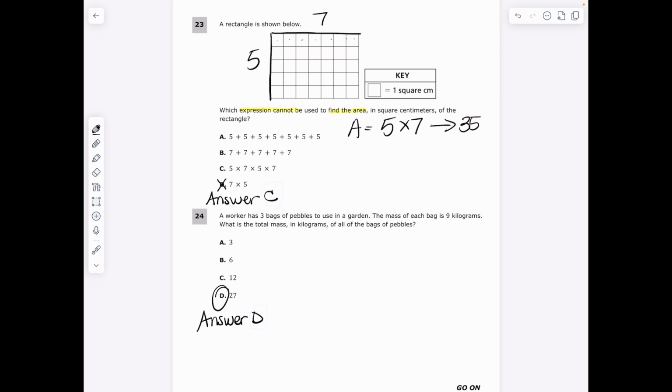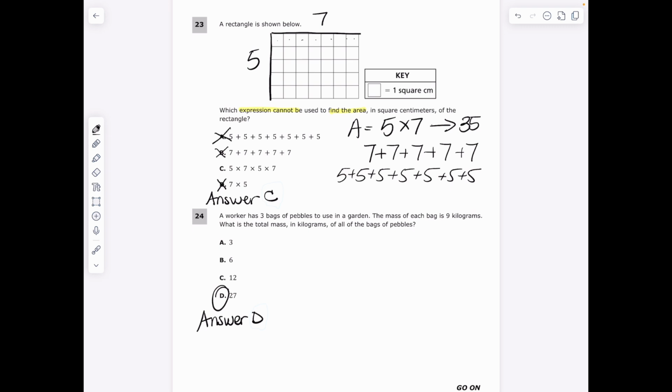Well, if I know I have 5 groups of 7, I could see it as literally 5 groups of 7, where I'm just adding 7 5 times. And that's exactly what we have here for B. Or I could see it the other way as 7 groups of 5 going down. So I can have 5 plus 5 plus 5 plus 5 plus 5. So that can also work. So that is A. That's another way of finding the area.